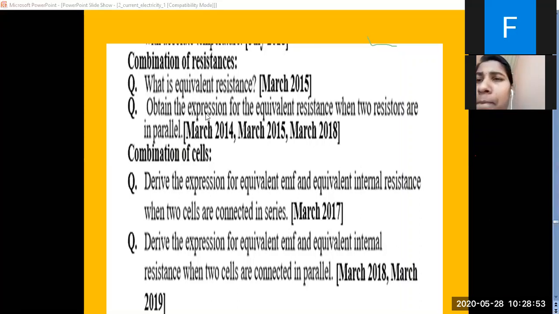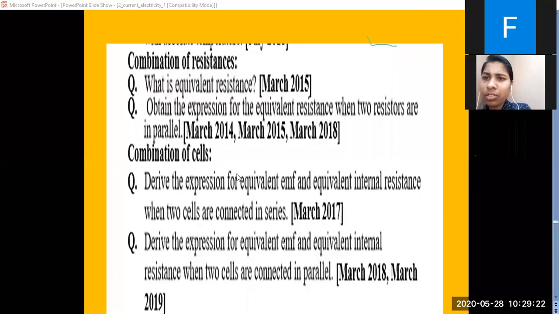You should never get confused. Read the question twice. If it is resistors, you should derive it for resistors. If it is cells, you should derive it for cells. The next question is: derive the expression for equivalent EMF and internal resistance when two cells are connected in series. That was asked in 2017. The same question for two cells connected in parallel was asked in March 2018 and March 2019.